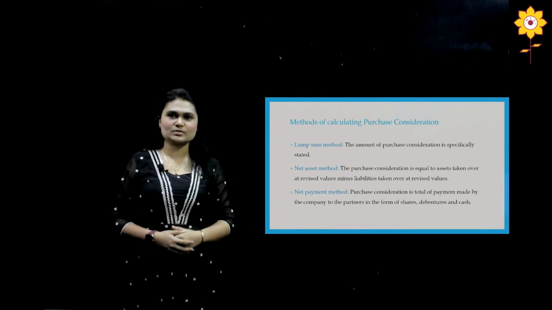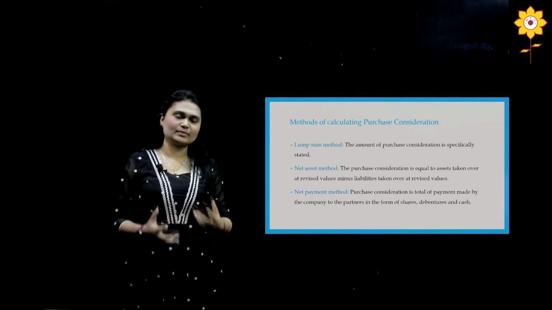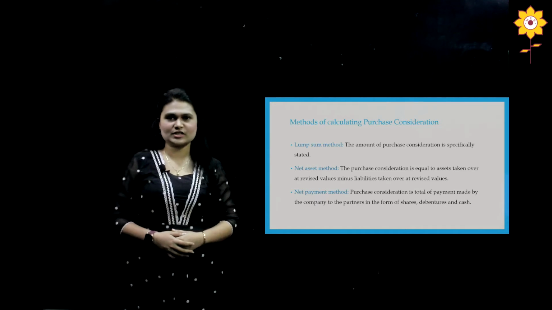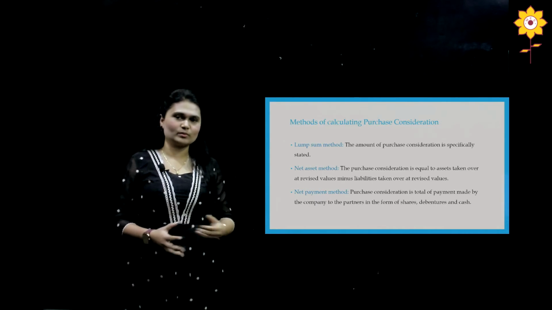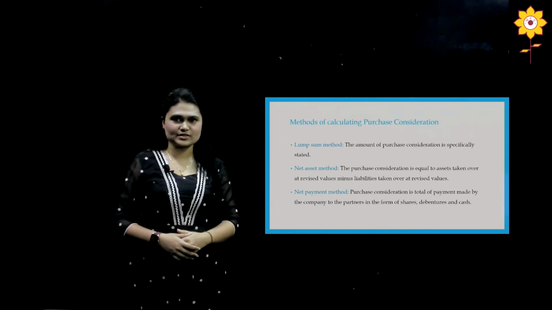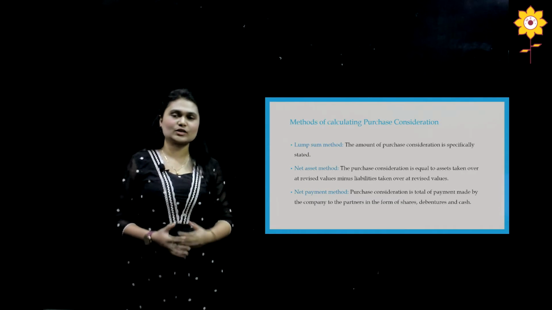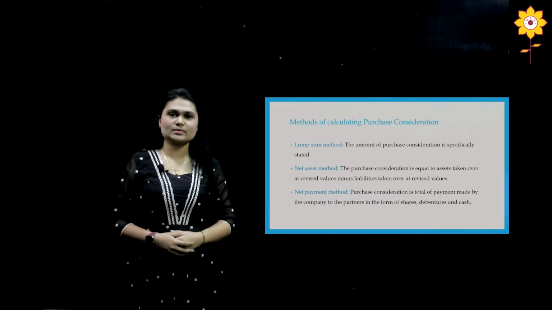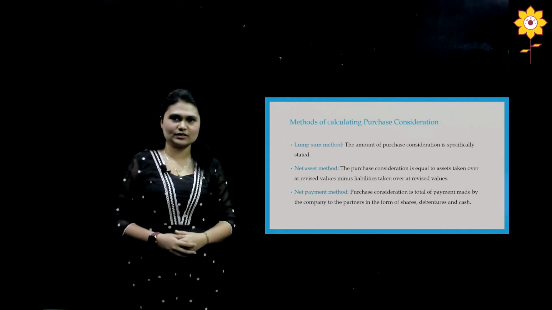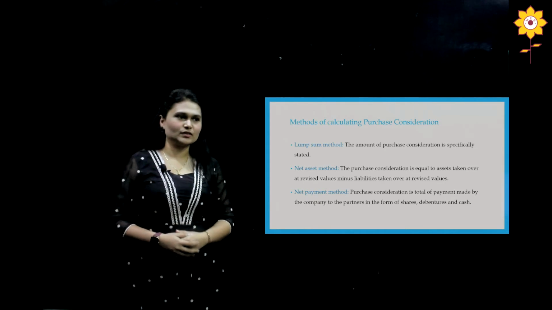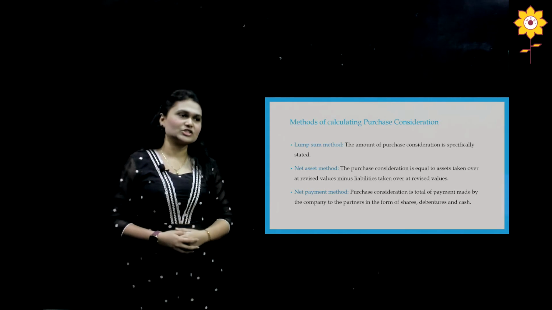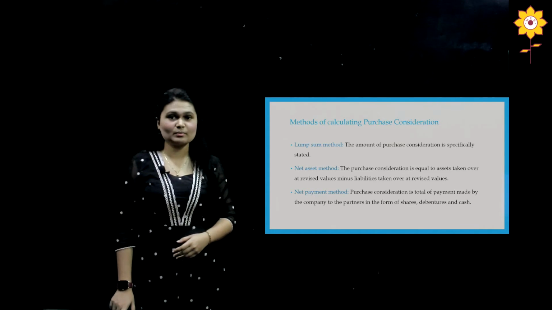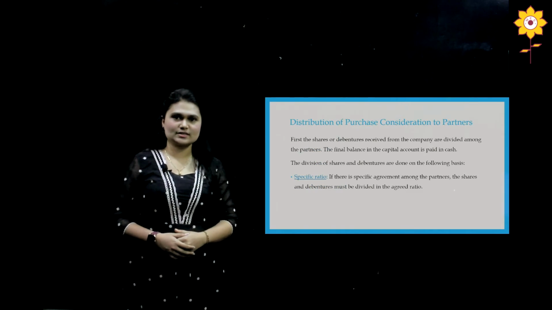The first method is the lump sum method. Here, the total amount of purchase consideration will be given in the agreement itself. The second method is the net asset method. Here, there is a formula that has to be applied in order to calculate purchase consideration. The formula is assets taken over at revised values minus liabilities taken over at revised values. Now, the third method is the net payment method. Here, payment is made by the company to the partners in the form of debentures, shares and cash. So these are the three methods to calculate purchase consideration.